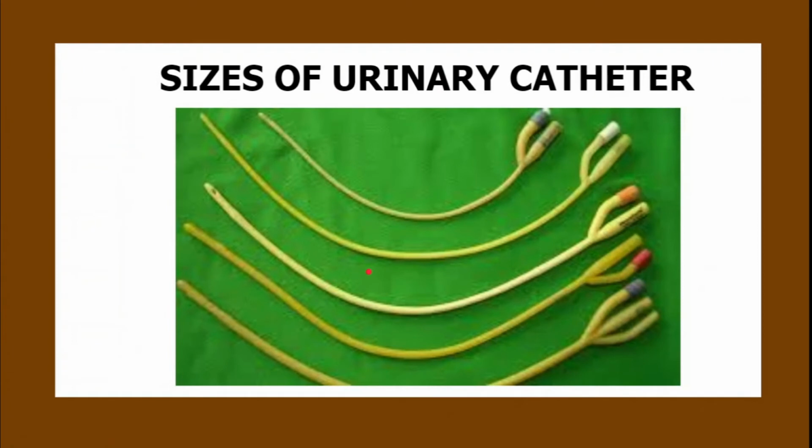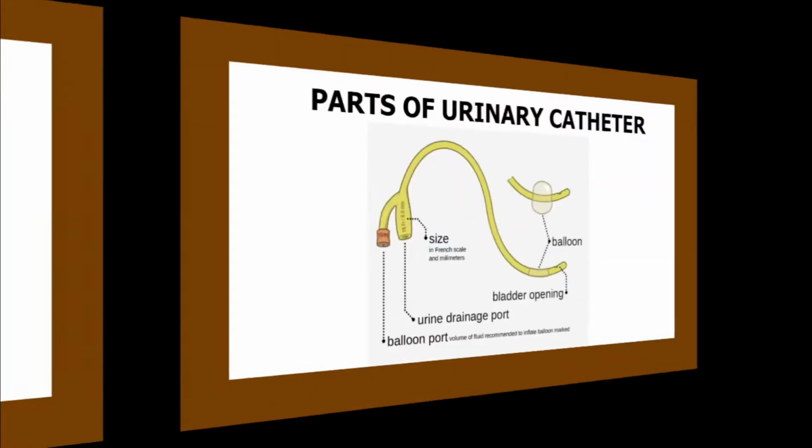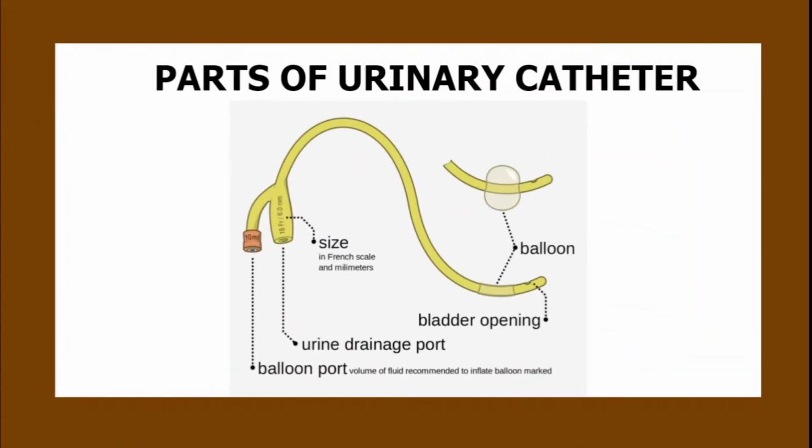So the sizes of urinary catheter, it starts from 6 French and goes on till 26 French. Normally for adults we use 12, 14, 16 and 18 French of urinary catheter. Now we go to the parts of urinary catheter.